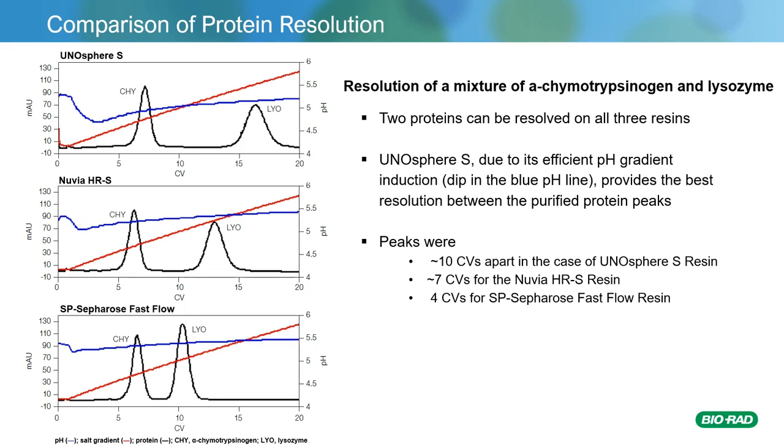Next, I'm showing a comparison of protein resolution between Unosphere S, Nuvia HRS, and SP Sepharose Fast Flow. A mixture of alpha-chymotrypsinogen and lysozyme in 20 millimolar acetate buffer was applied to the columns. A salt gradient of 0 to 750 millimolar salt at pH 5 was introduced for protein separation. As you can see by the chromatograms, both proteins were resolved by all three resins. However, Unosphere S, due to its efficient pH gradient induction, provided the best resolution between the peaks. The peaks were 10 CVs apart for Unosphere S, 7 CVs for Nuvia HRS, and 4 CVs for SP Sepharose Fast Flow.